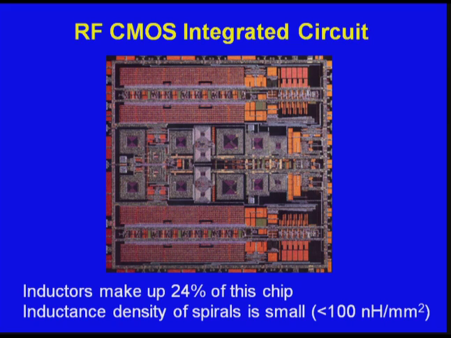So one of the parameters that we started looking at is the inductance density. Obviously you don't want inductors to take up a lot of area, not only because silicon chips are expensive, but because you have a lot of resistance associated with these long coils. The inductance density is typically, for air cores, less than about 100 nanohenries per square millimeter.